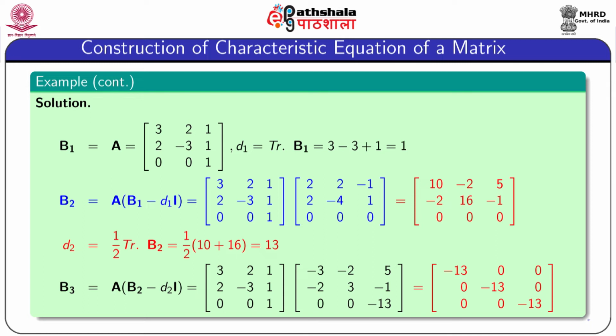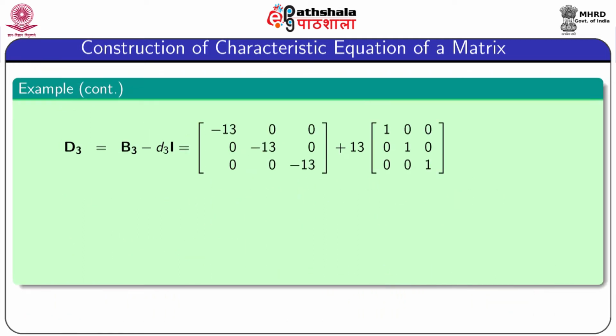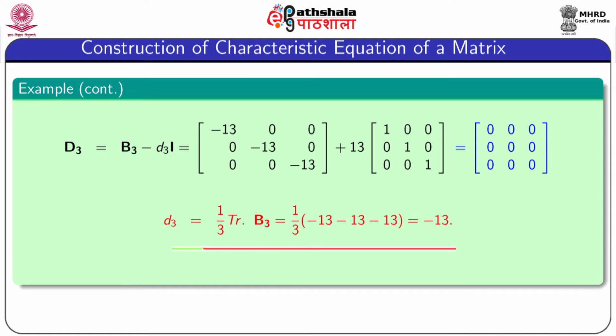It may be noted that the matrix B3 is a diagonal matrix and all the diagonal elements are minus 13. Now D3 equals B3 minus d3 I as per the definition of D3, and after simplification this matrix is a null matrix of order 3 by 3. It is obvious, it is expected, that Dn equals 0, where n is the order of the matrix A. Now small d3 equals 1/3 into the trace of the matrix B3, which is equal to minus 13.